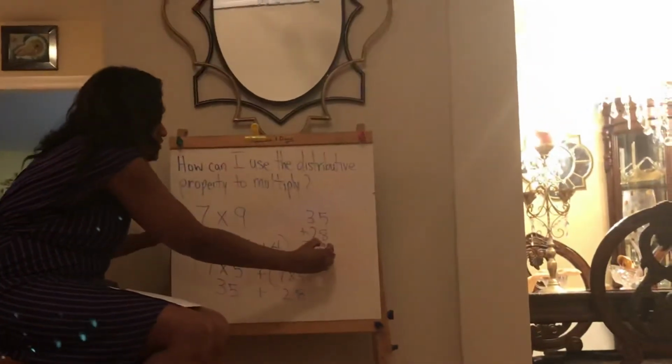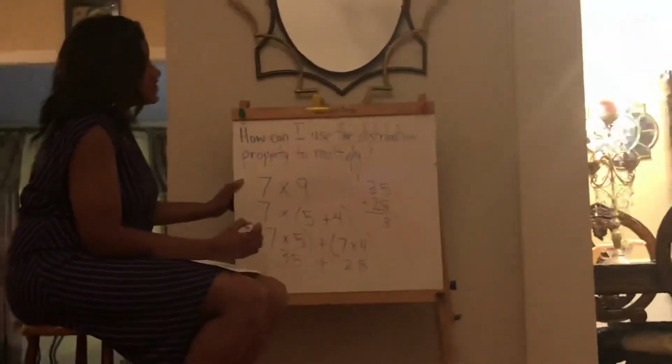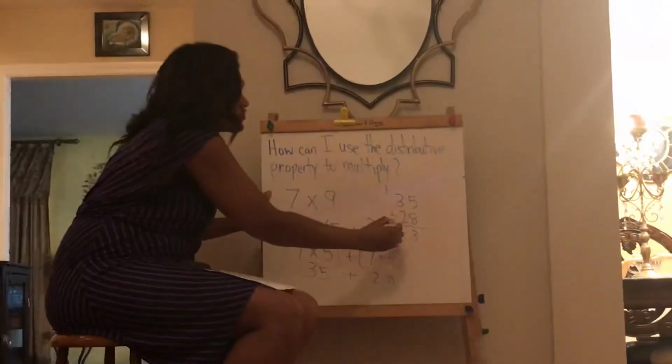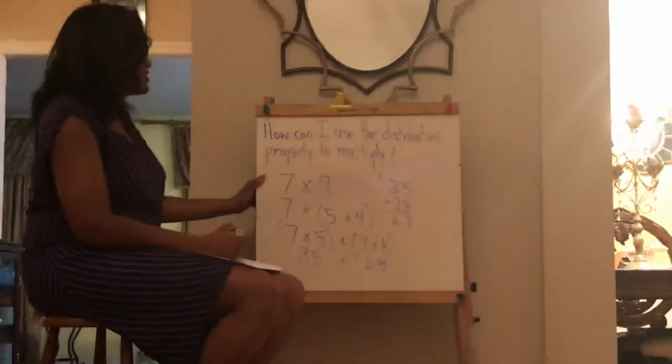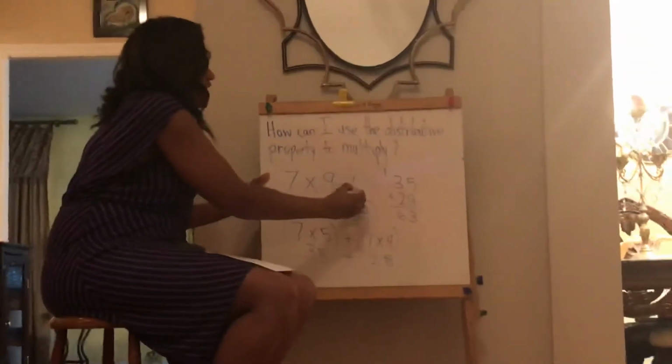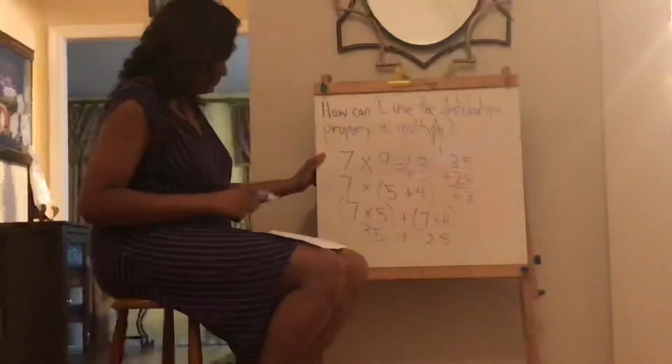5 plus 8 is 13. 1 plus 3 is 4. 4 plus 2 is 6. So our answer is 63. So 7 times 9 is 63.